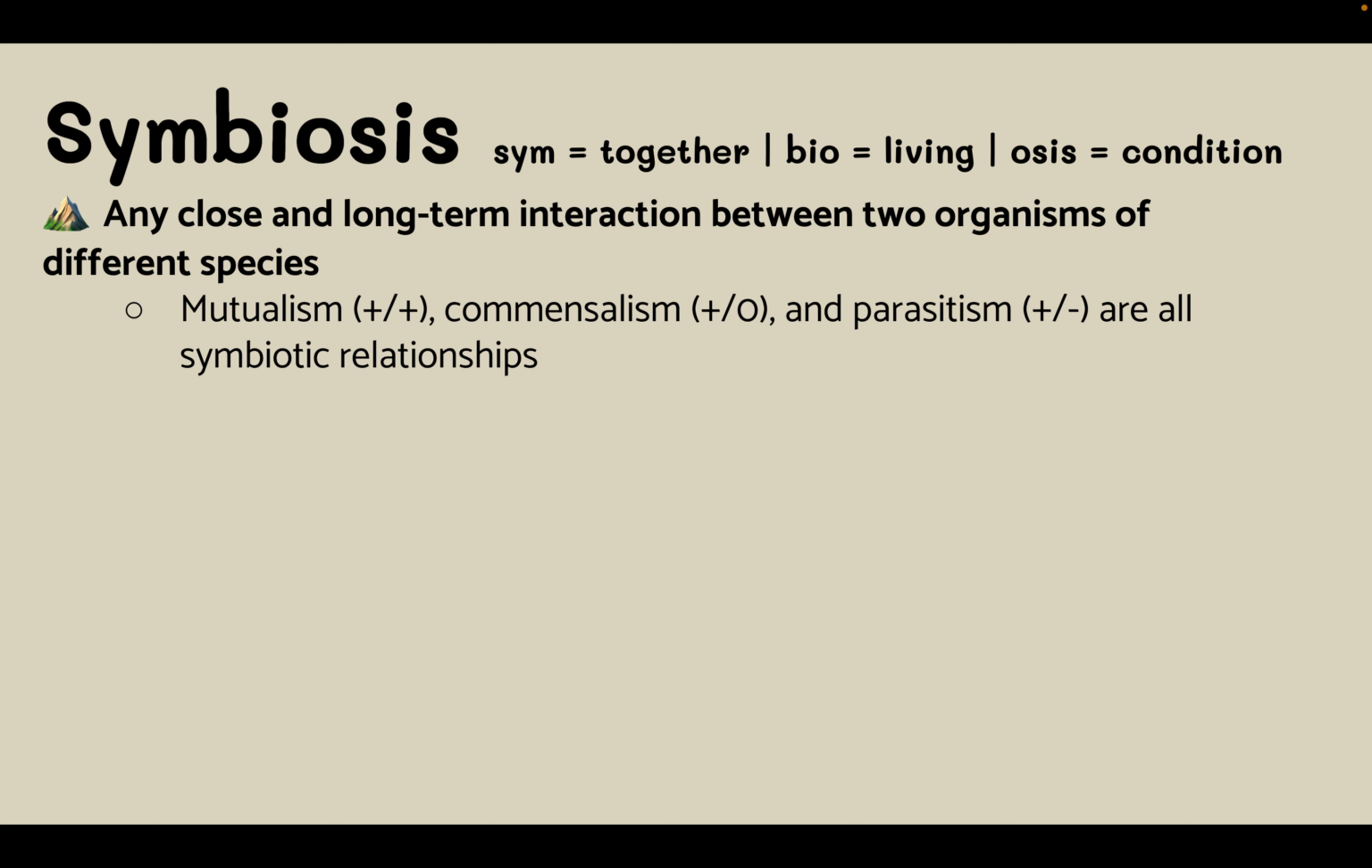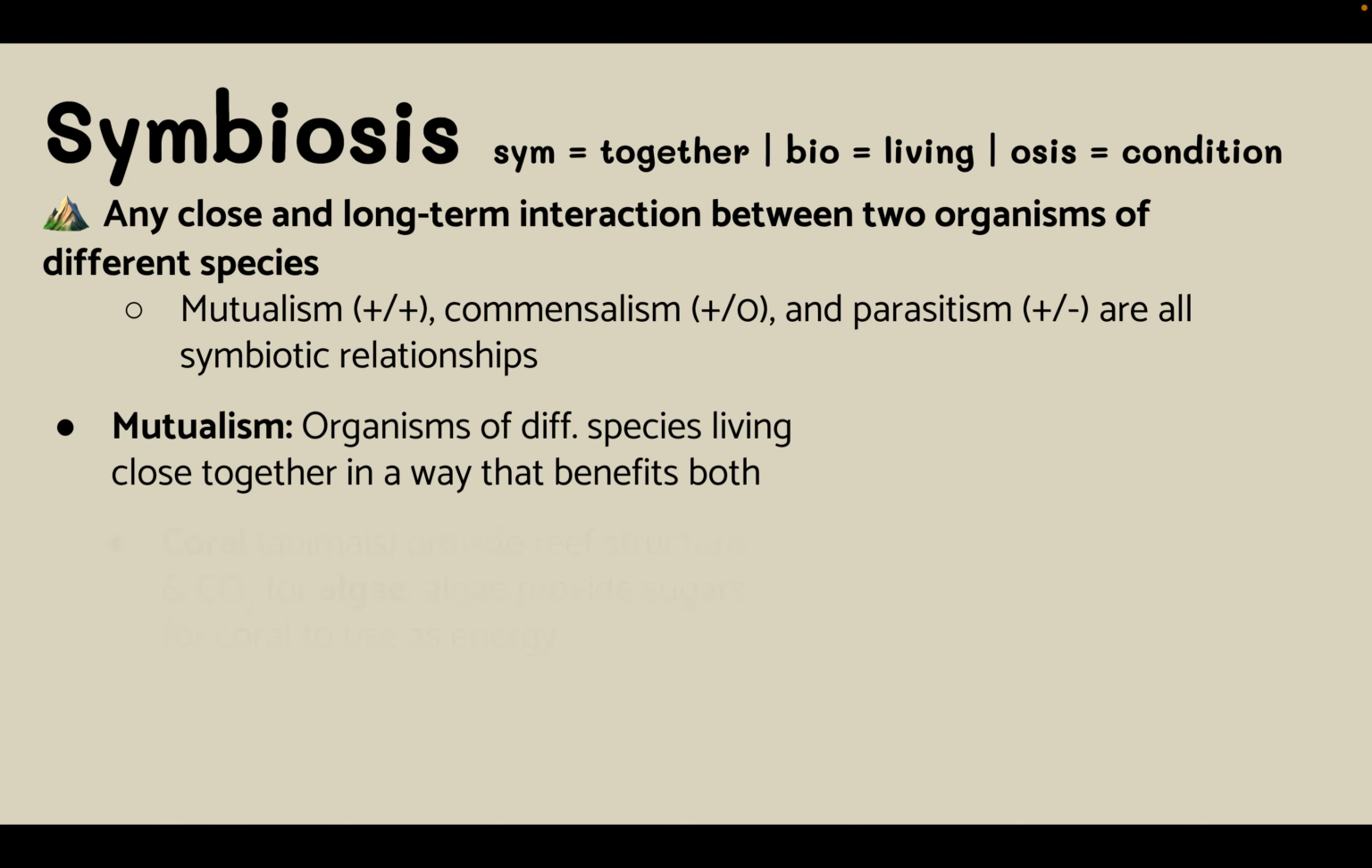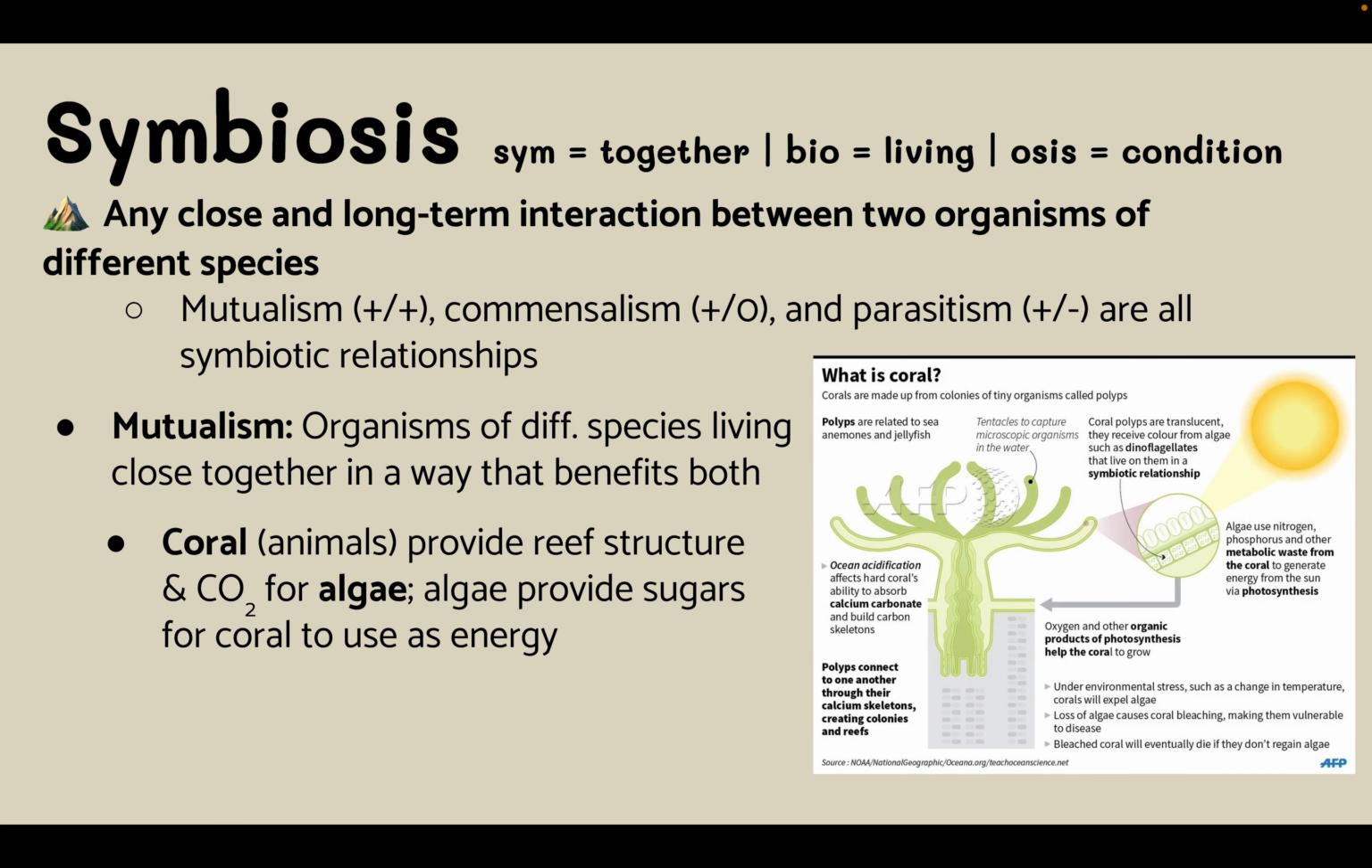There are three that we're going to talk about: mutualism, commensalism, and parasitism. All of these are types of symbiotic relationships. So mutualism, this is the coral that I was just talking about a moment ago. Mutualism is organisms of a different species living together, and they're both benefiting.